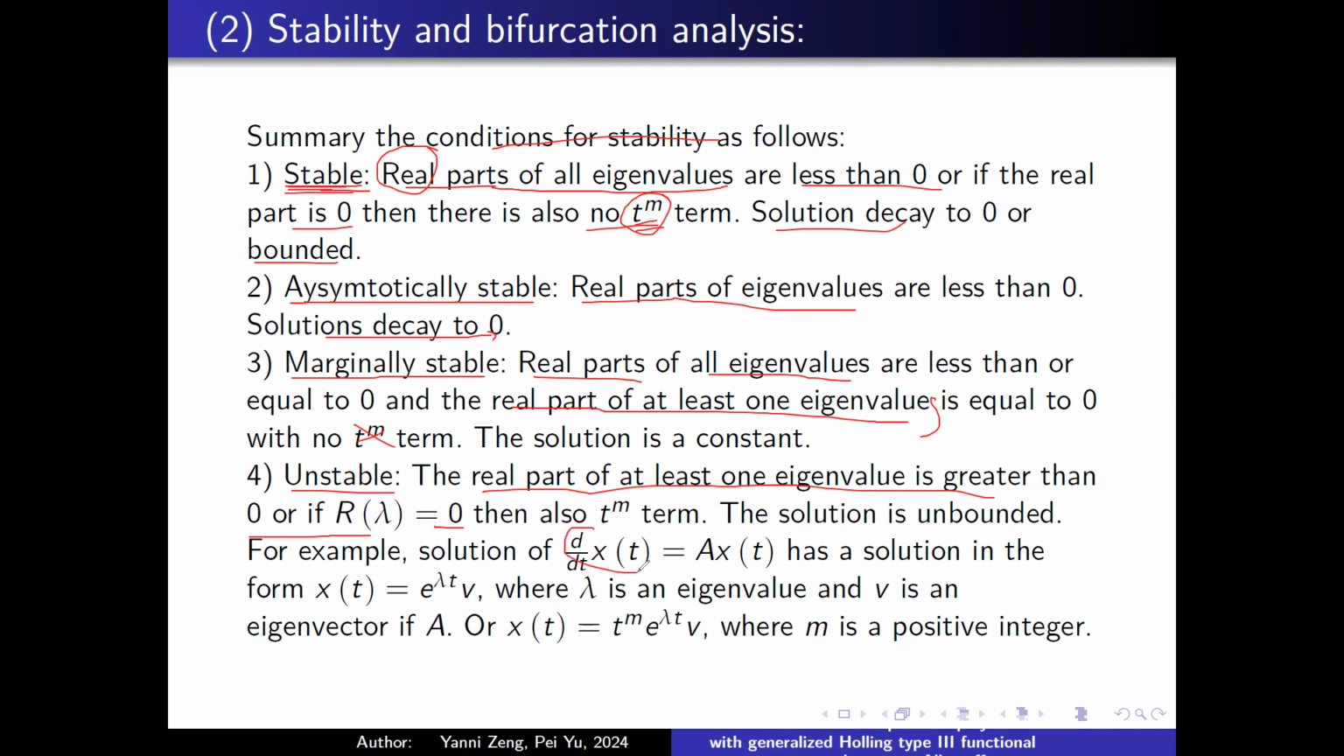Some problems are expressed in terms of an exponential term, where lambda is an eigenvalue, or they can be expressed in this other form. So we need to consider the t^m term, where m is a positive integer. We usually use this form. This one is not so popular.